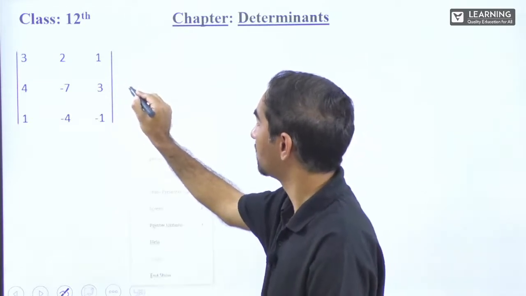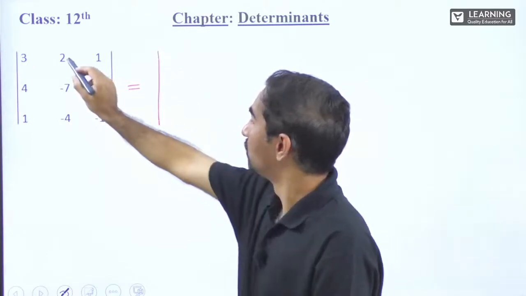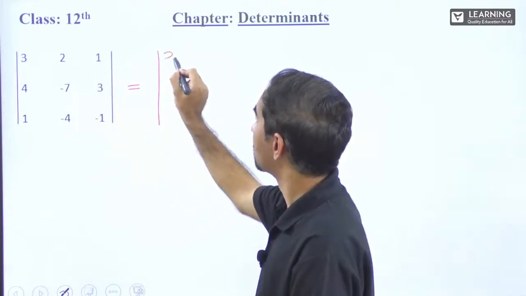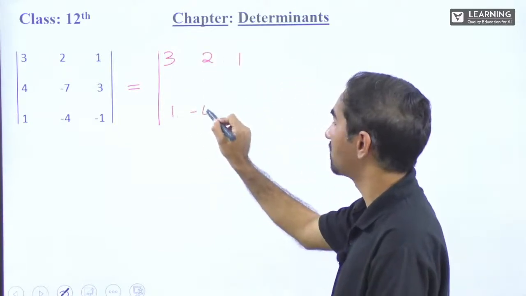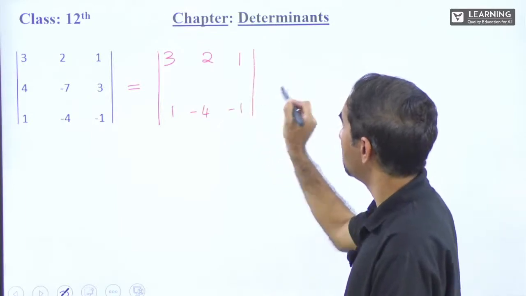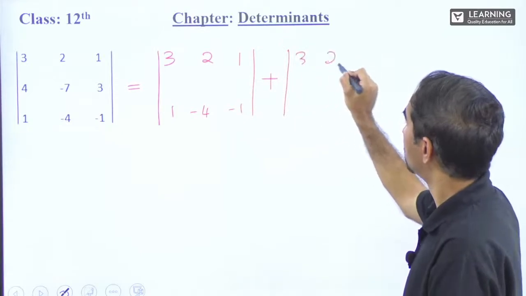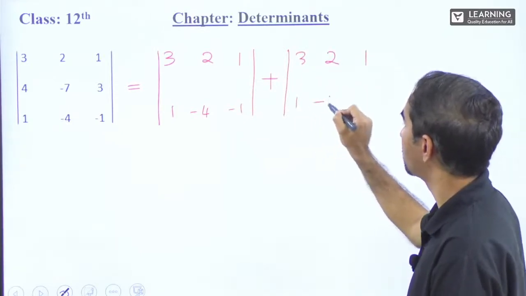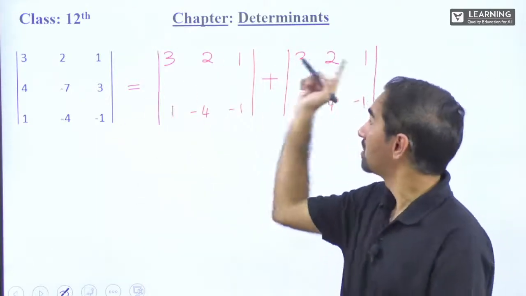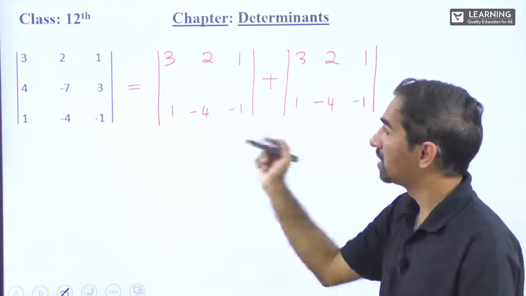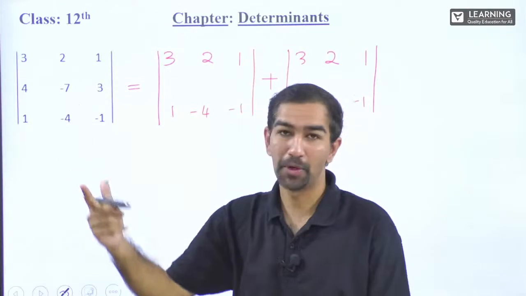So we will write this is equal to determinant of row 1 and row 3 we will write as it is, students. Okay, 3, 2, 1, and here we'll write 1, minus 4, minus 1. Same here, plus 3, 2, 1, 1, minus 4 and minus 1. Correct? So row 1 is unchanged, row 3 is also unchanged. Now for the second row, this is where we are going to apply property number 5.